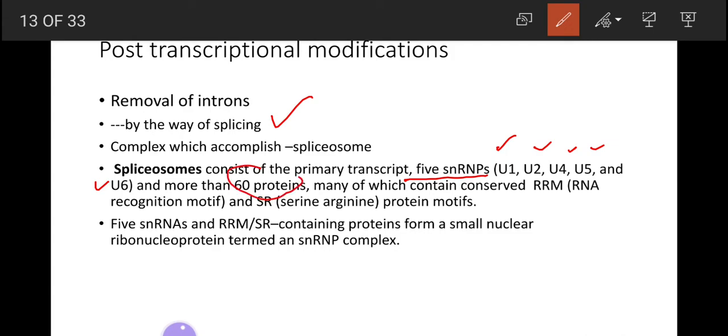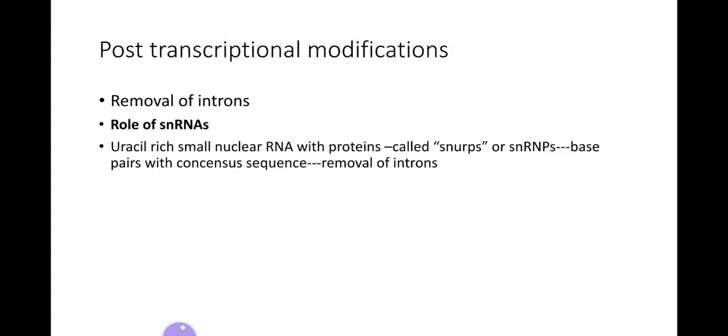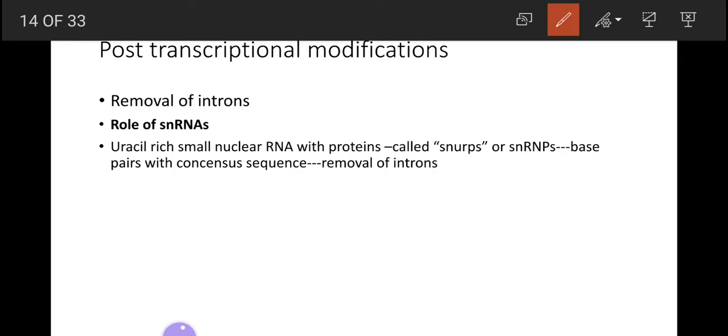And there are about 60 other proteins involved, and in the spliceosome there is the RRM, which means RNA recognition motif, and also the serine-arginine motif. So all these things make up the spliceosome. These five RNAs, and RRM and SR containing proteins form a small nuclear ribonucleoprotein, and this is called the snRNP complex. I have told you before that snRNAs are uracil-rich small nuclear RNAs. They base pair with the consensus sequences and thus help in the removal of introns.